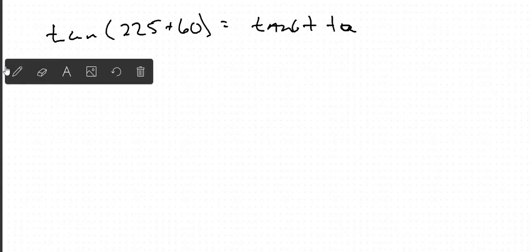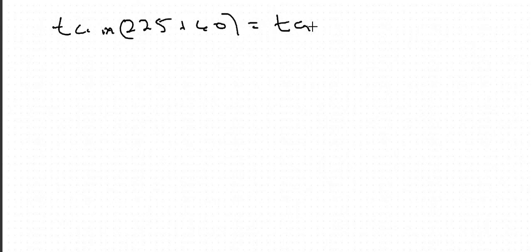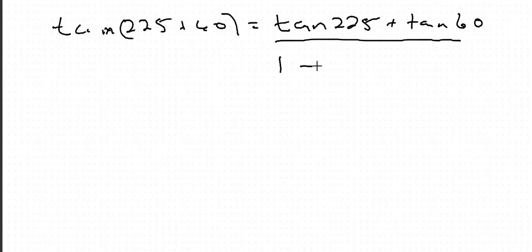Okay. Let me redo this because I messed it up already. It's just easier for me to rewrite it. Tangent of 225 plus 60, and it's the tan of 225 plus the tan of 60 all over 1 minus, right? Yep, 1 minus tan u tan v. Tan 225, tan 60. All right. So the tangent of 225 is what? Tangent of 225, that's 45.